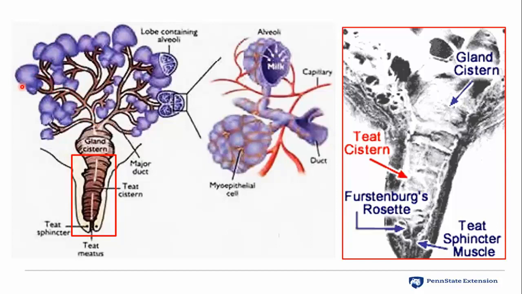These little purple areas are basically the specialized alveoli or milk secreting cells. As milk comes into the lumen here, it moves down into these ductal systems and they start to coalesce together, and then finally down into the gland cistern. Between the gland cistern and the teat cistern is what's called the annular ligament or annular ring, which is just sort of holding back the milk that's collecting in the gland cistern.